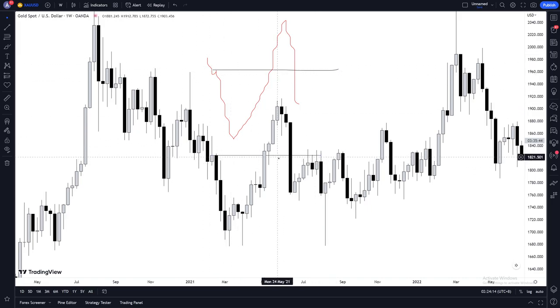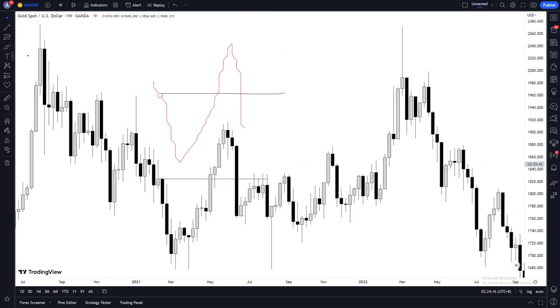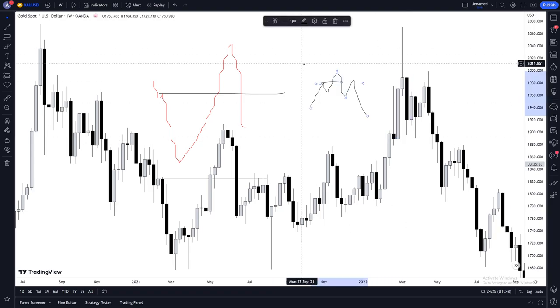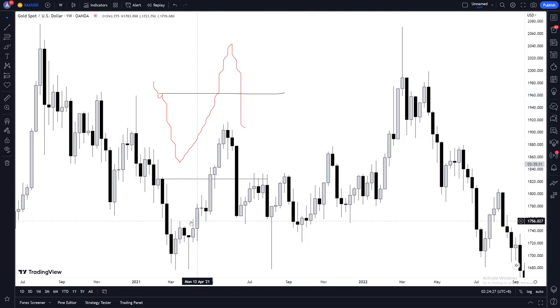How is a left shoulder created, my friends? Left shoulder, how do we talk about it? Resistance that breaks, supposed to be support, but breaks back again. Isn't that how a left shoulder is created? Okay. What is this?